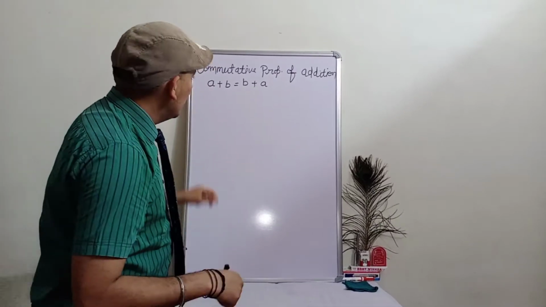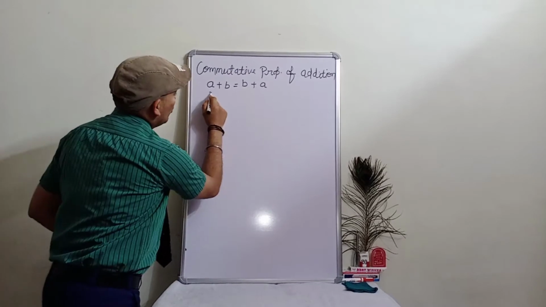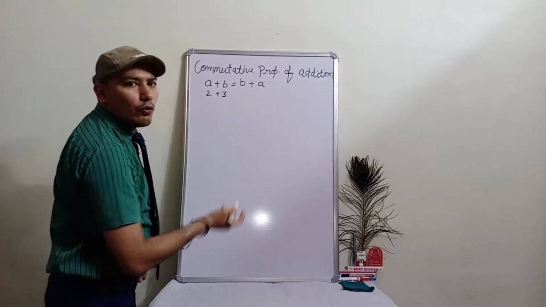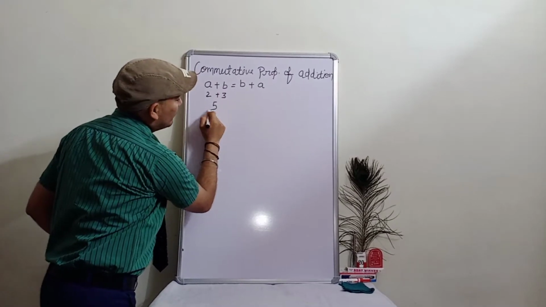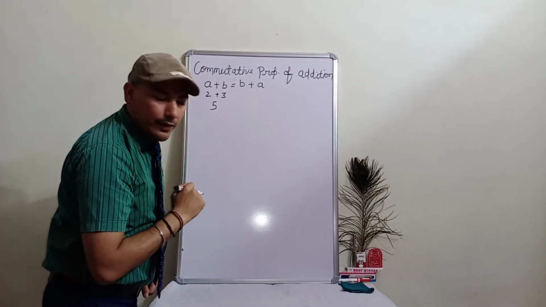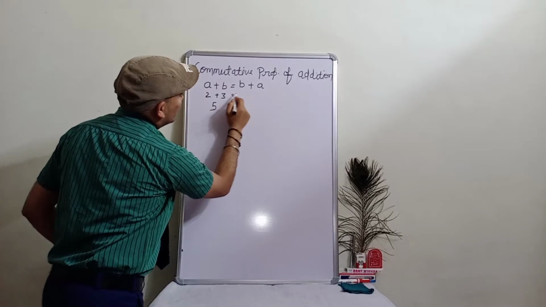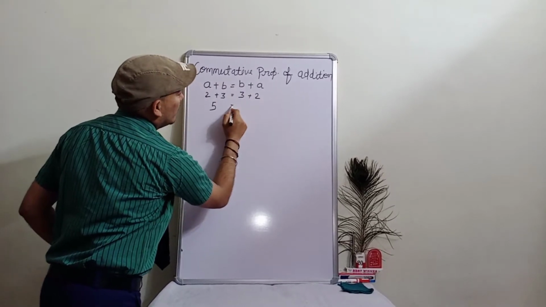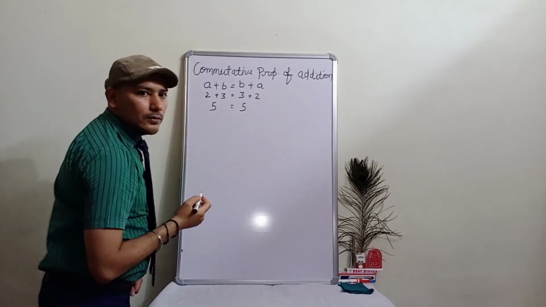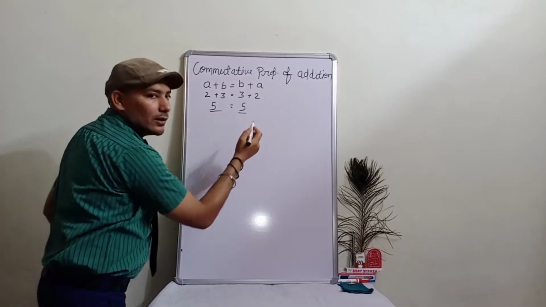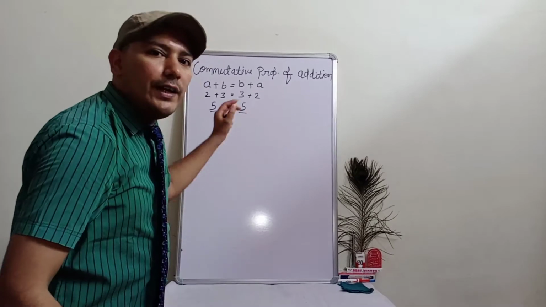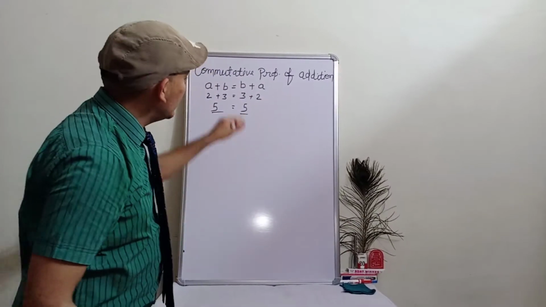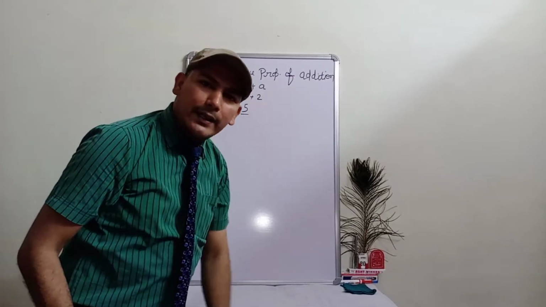How? Suppose A is equal to 2 and B is equal to 3. So what will the answer be? 5. Like this, B is 3, A is 2, 3 plus 2 is 5. Both are the same. So if we change the order of integers in addition, then the answer will remain the same. So this is the commutative property of addition.